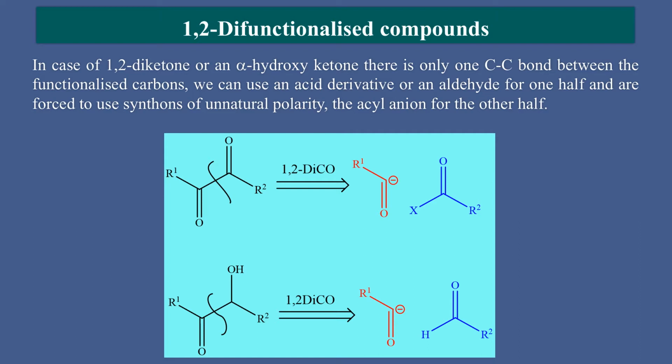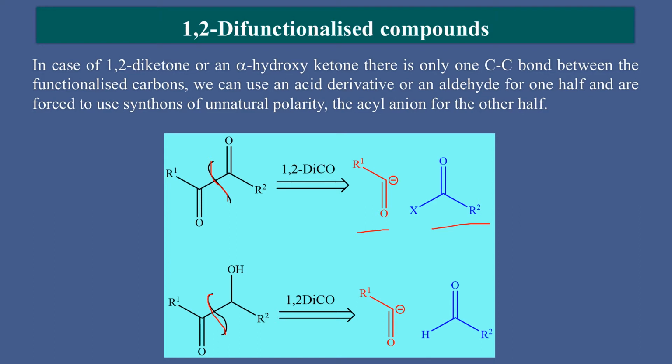1,2-difunctionalized compounds. Let's see a very simple example, that is a 1,2-diketone or an alpha hydroxyketone. As we can see, there is only one C-C bond between the functionalized carbons, so there is only one option to disconnect from here, as shown, and we get two synthons.